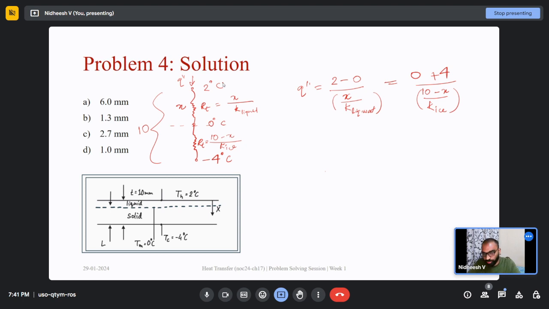Since we are running a little short of time, if the concept is clear, I will just write down the answer here. If you solve this, you should get 1.3 millimeters. If someone wants to solve it quickly, just tell me if you are getting that answer.